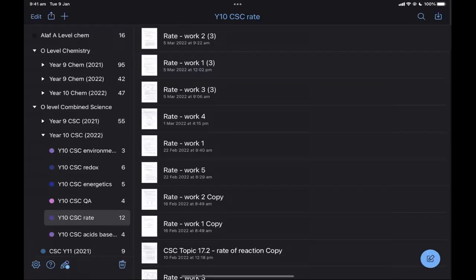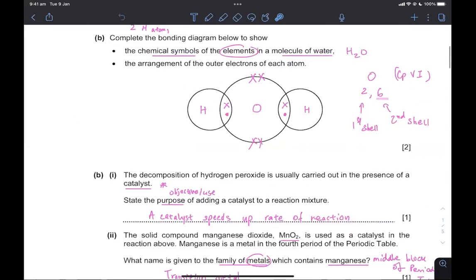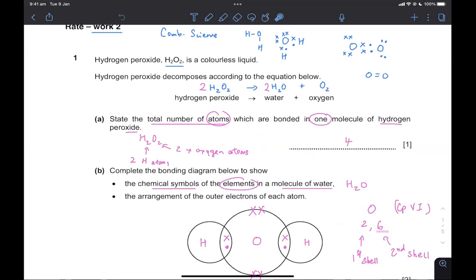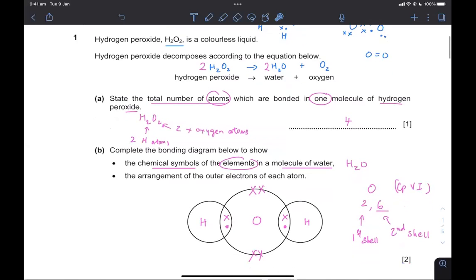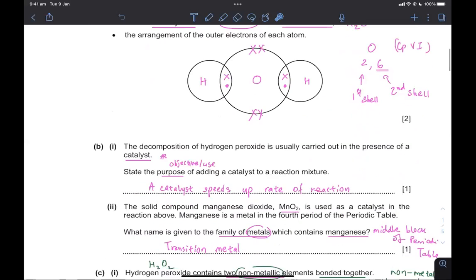There's work 1. And then there is work 2. Just very quickly. So work 2, counting the number of atoms in hydrogen peroxide, which is given, 2 hydrogen atoms, 2 oxygen atoms. Drawing the dot and cross is year 9. Write the chemical symbol of the elements, must include. Don't include that, you lose 1 mark. Show the outer electrons. If you show the inner electrons, you don't get the marks. Show the outer electrons. It's called reading questions. And at this stage, you must be able to read question.